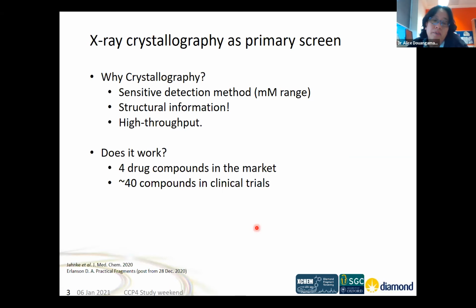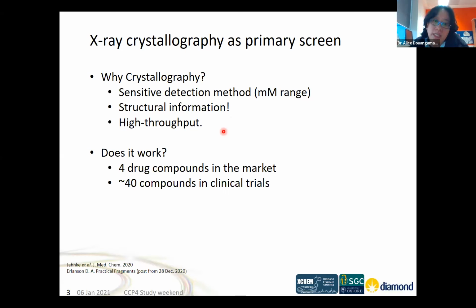So why do we talk about fragment screening by X-ray crystallography now as a primary screen? Why crystallography? Because it's a very sensitive technique. It can detect things in the millimolar range, which is what the fragments' binding affinity would be in the order of. You will probably need structural information in order to progress them into lead compounds, because they are very small and probably not sufficiently evolved to match your site.